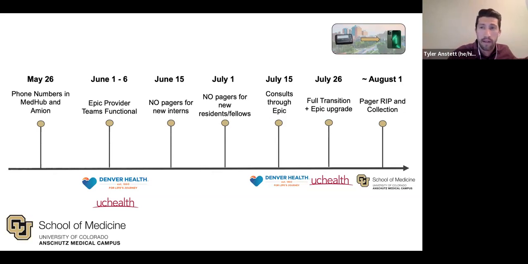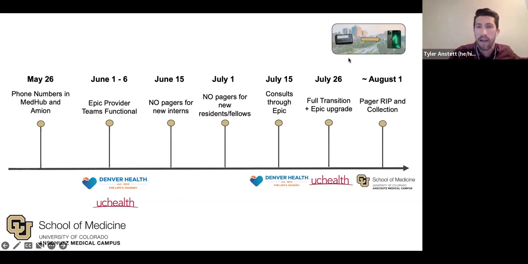Moving forward, starting this Thursday and then into next week, both Denver Health and University Hospital are making changes such that the functionality is totally there. In fact, most of it's already there, but moving towards functional provider teams such that you can start playing with this now. And I strongly encourage everybody to do that, to find the problems in the system, to test this thing out, to figure out how this is going to work for you and your teams. On June 15th and July 1st, we're not distributing new pagers to any incoming residents or fellows.